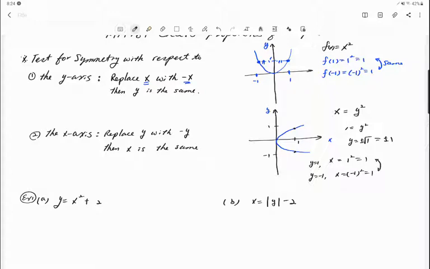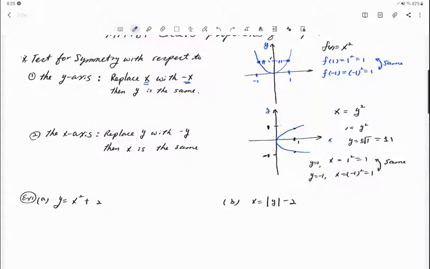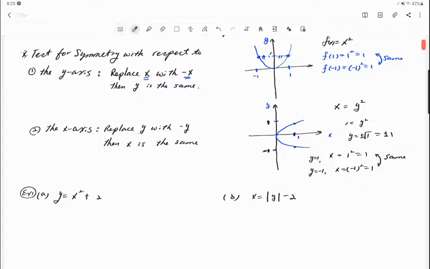So these x values are the same this time. There are two y values, one positive, one negative in this case. So plug in y with the negative value, then you have the same x value. Can you see it? Plug in positive y, you get x. Negative y, you get the same x. So replace y with the negative value, then x will be the same. That is the graph that is symmetric with respect to the x-axis.